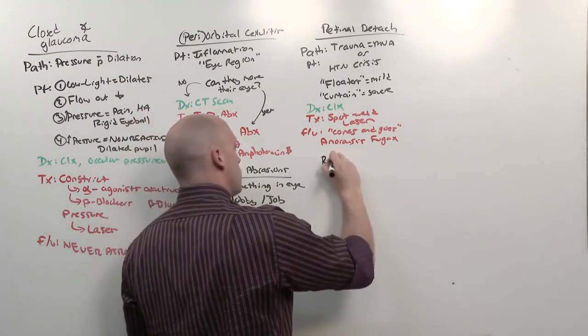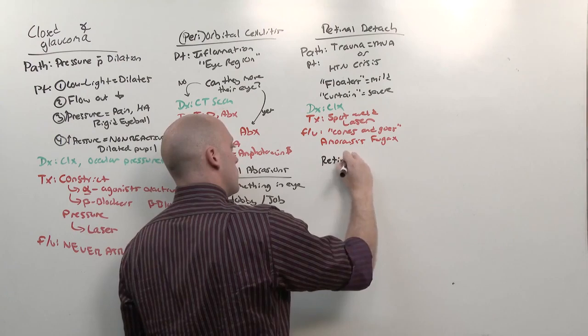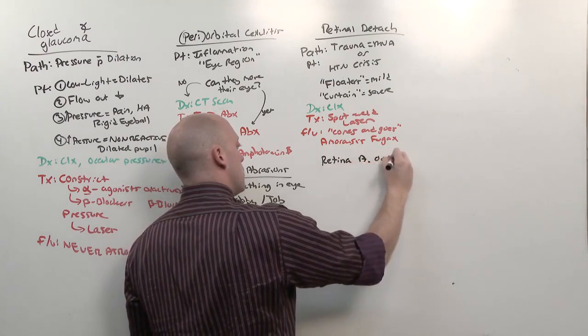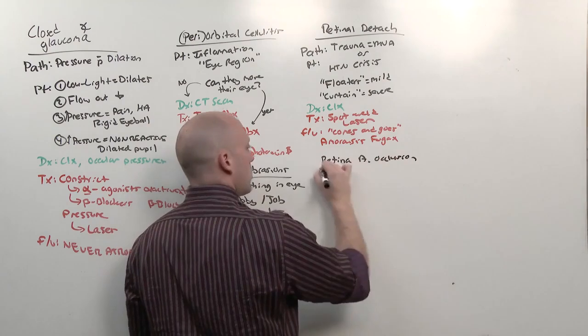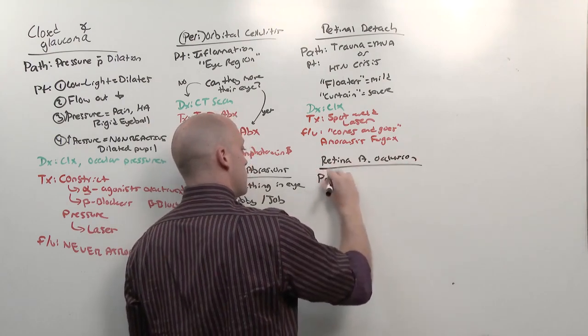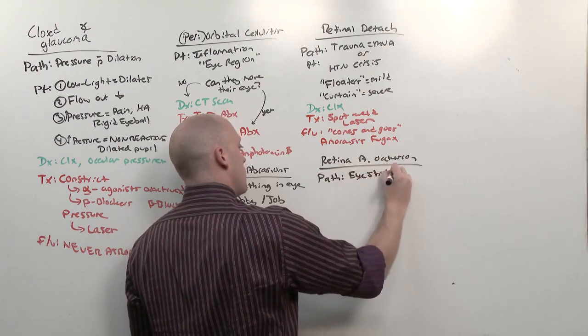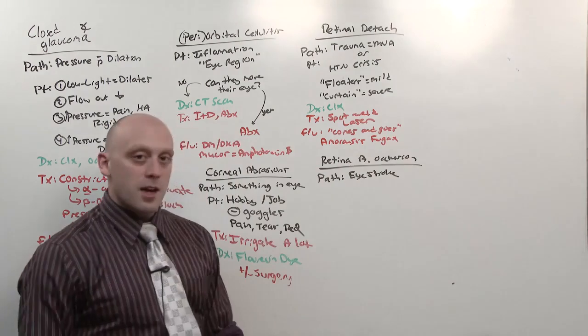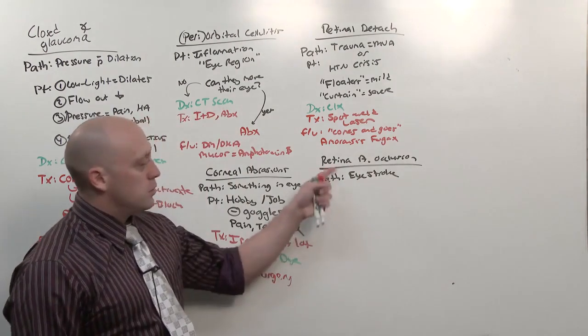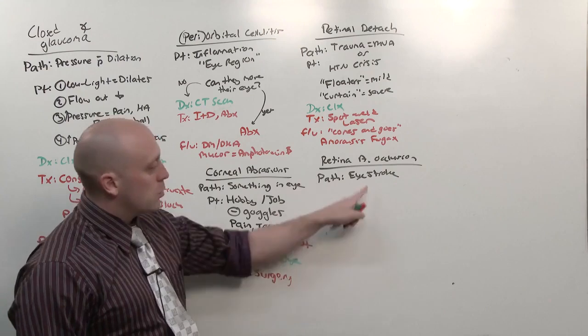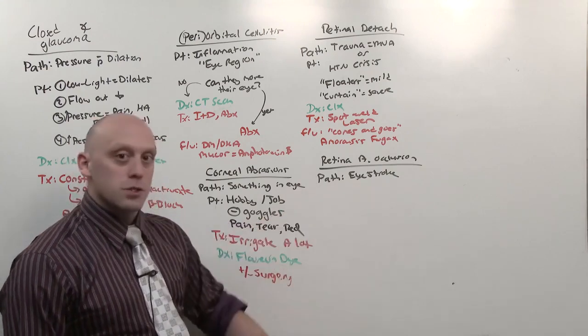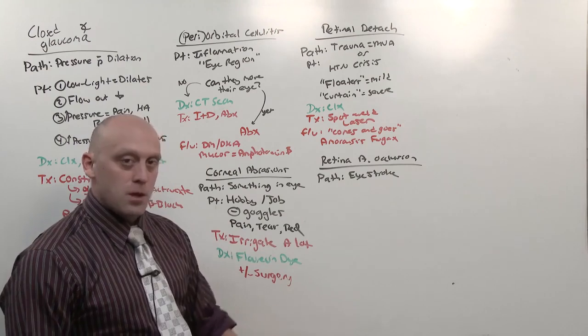Now, there is also retinal vein occlusion, but I want you to learn retinal artery occlusion. And effectively, this is an eye stroke. Amaurosis fugax is the TIA to retinal artery occlusion stroke. And I want you to learn it that way because it tells you what you need to do as treatment.